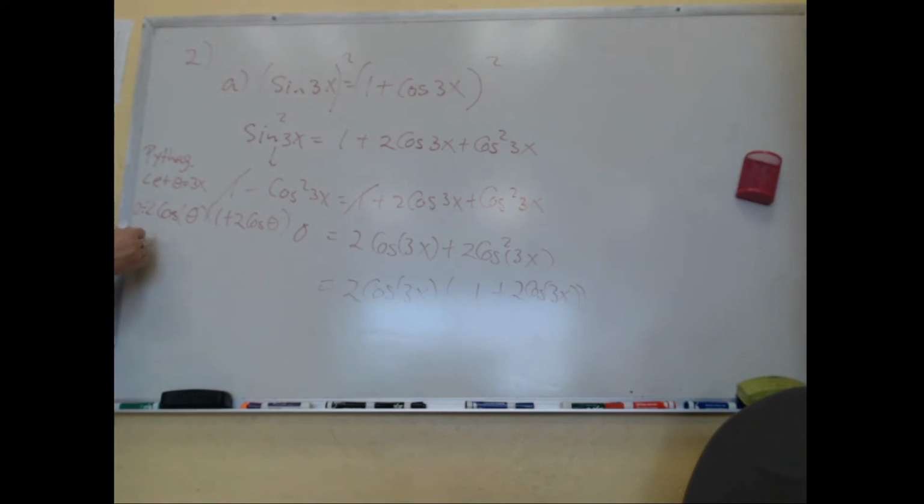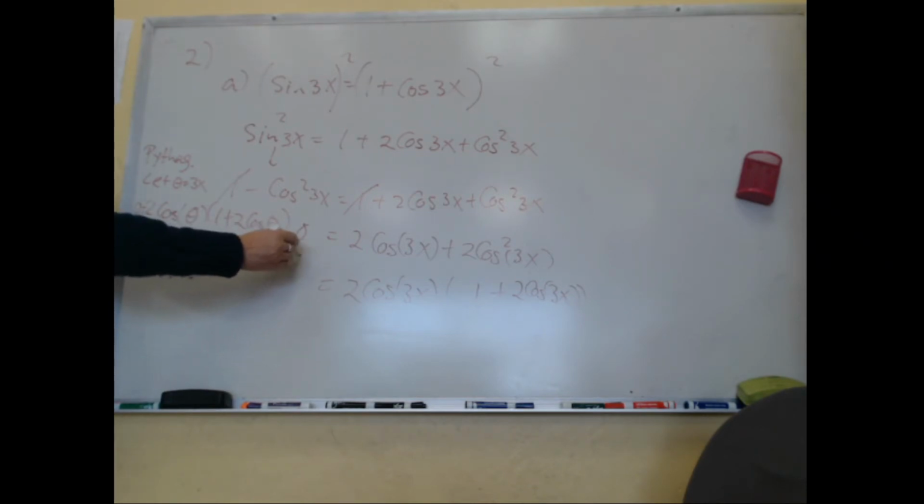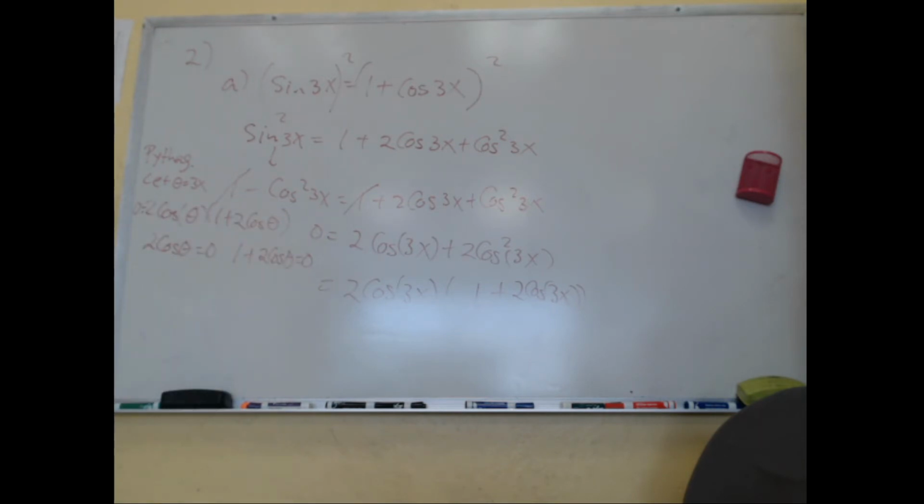So that means we have two possibilities: either 2 cosine of theta equals 0, or the other factor equals 0. Let's solve for theta first. Cosine of theta equals 0, so theta is pi over 2 or 3 pi over 2, because on the unit circle it's 0 comma 1 up here and 0 comma negative 1 down here.